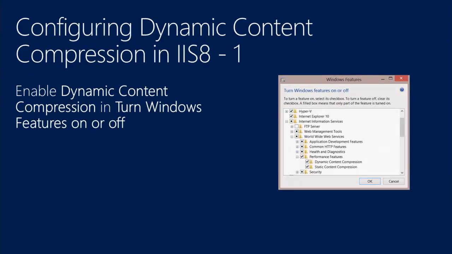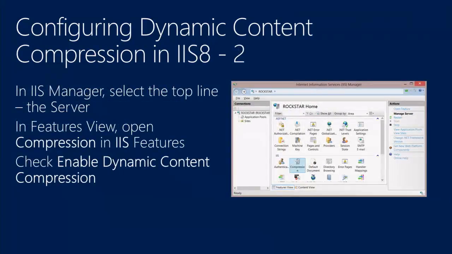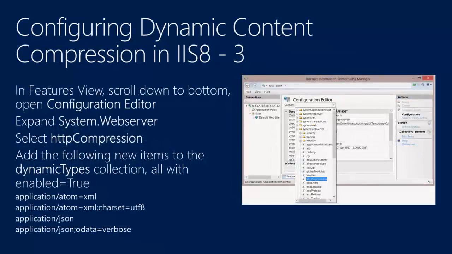That's the first step. And then you need to go into IIS Manager, and you need to do some configuration on the server. So you select the top line in the Connections window, and then in the feature window in the middle there, first of all, there's the compression feature. So you need to go into that. And again, there's another enable dynamic content compression checkbox in there. You need to check that as well. And we're still not done. Because then you also need to go into the configuration editor in the features view. And I'll show you all this in a minute.